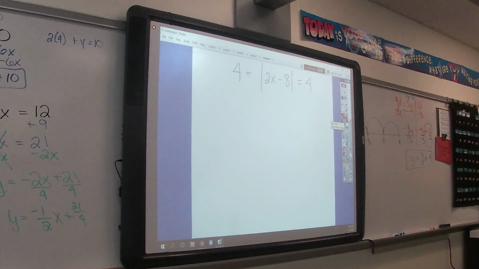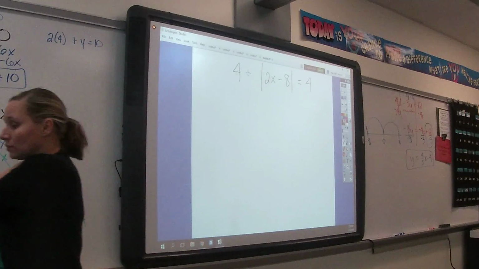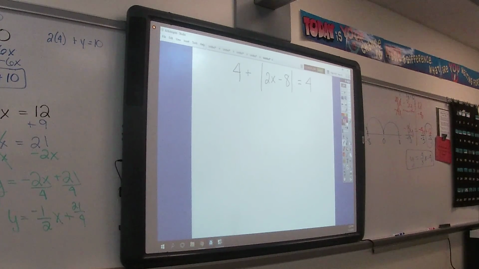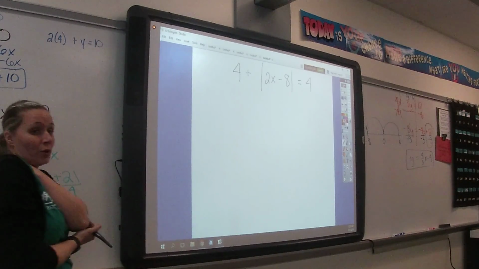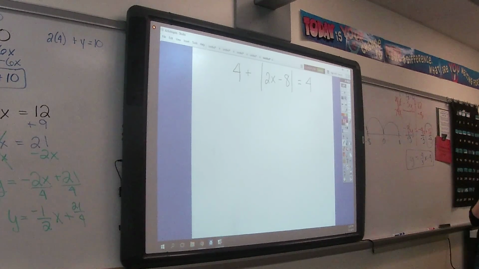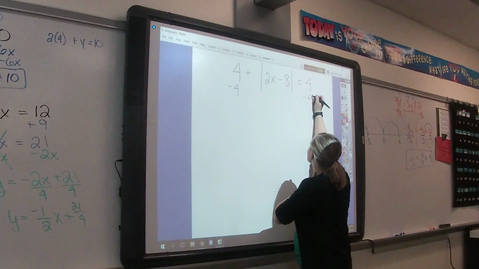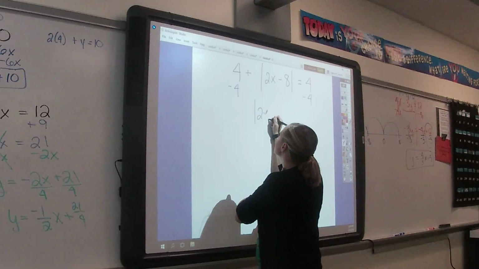Value of 2x minus 8 equals 4. Kate, what do you want to do first? Oh, you were going to say something else? I was just going to guess the answer. No. What do you want to do first? Subtract the 4. Are we okay with subtracting this 4? Yep.